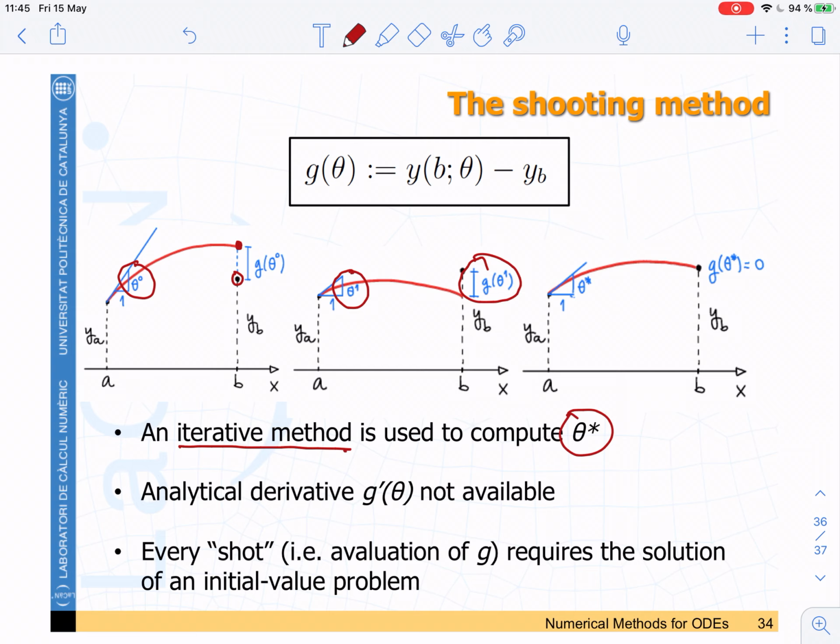For solving this root finding problem, we need to take into account that the analytical derivative of g is not available, so a secant method will be more convenient than a Newton method. And we need to take into account that every shot, that is, every evaluation of g, requires the solution of an initial value problem by using either a constant step size or an adaptive step size Runge-Kutta method, for instance.